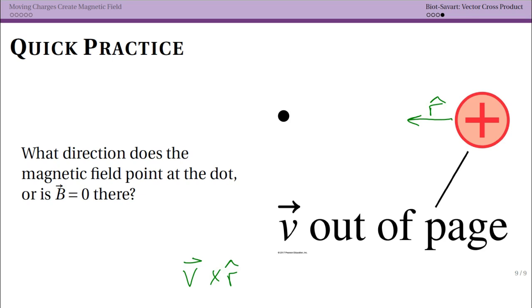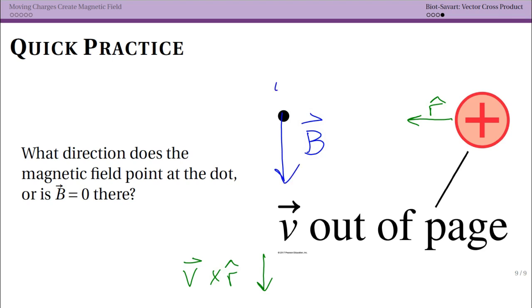So if you point your body away from the screen, and again point your fingers away, you then have to orient your hand so that you can curl your fingers towards the left, the direction of R hat. And at that point, my thumb is pointing down. So V cross R gives you down. Now, because we have a point charge, that's all we need to think about. And so we get to say that our magnetic field direction at that point is going down.